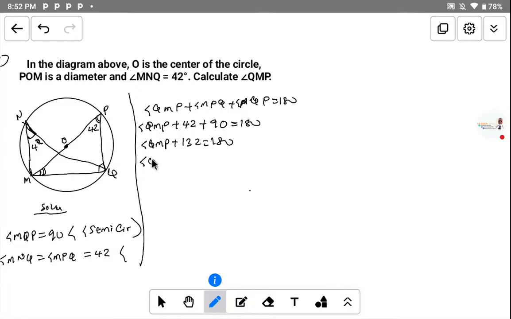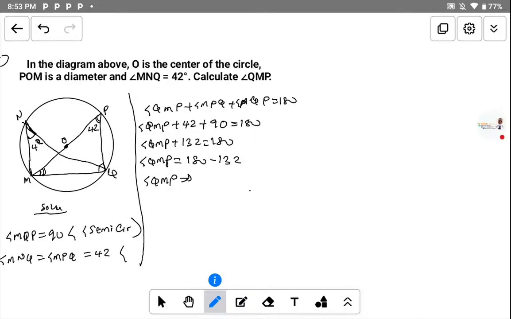That gives angle QMP equal to 180 minus 132. Now when you subtract 132 from 180, what will be the answer? Let me know in the comment section. What will be the answer of the angle QMP? From the comment section, I wait for you.